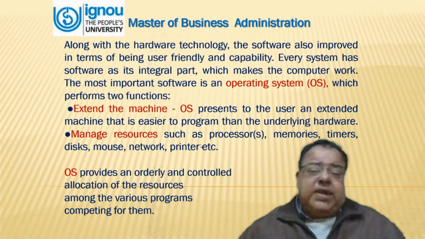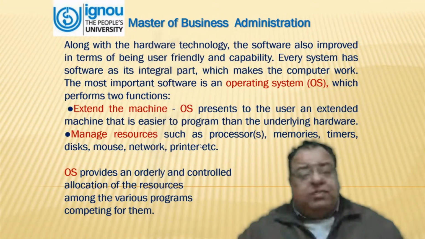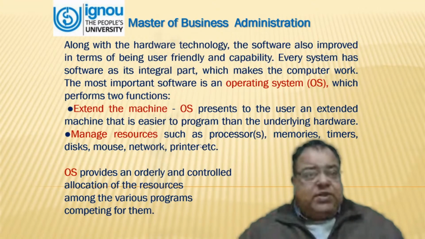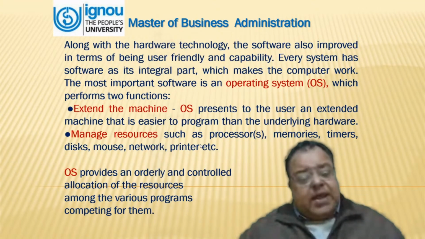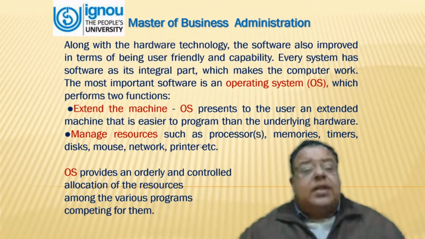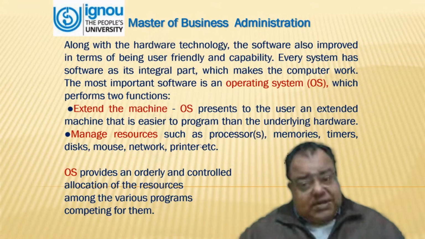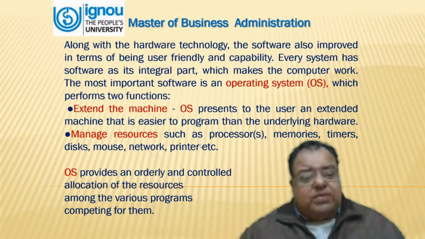Along with the hardware technology, software also improved in terms of being user friendly and capability. Every system has software as its integral part, which makes the computer work. The most important software is an operating system, that is OS, which performs two functions.